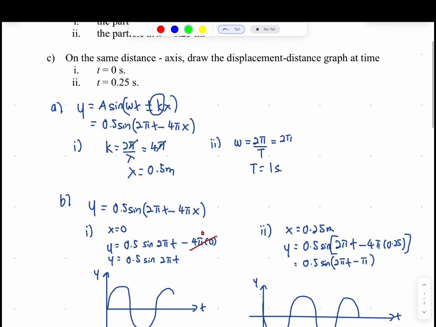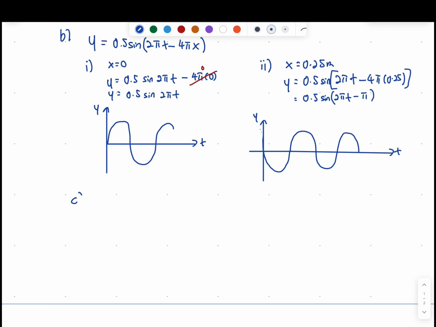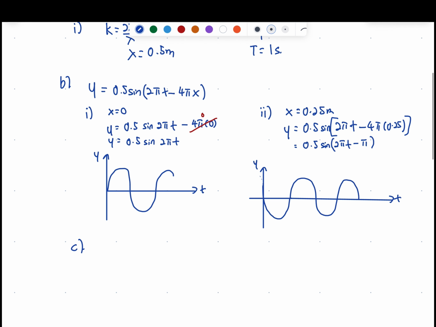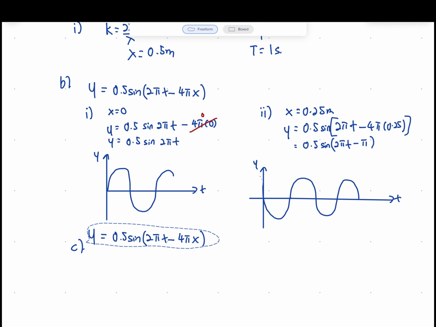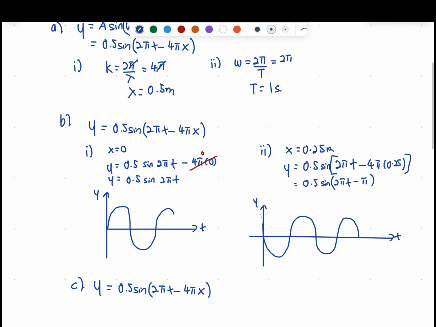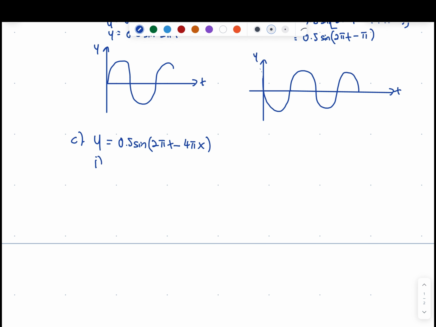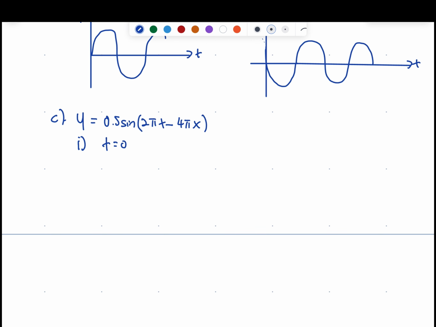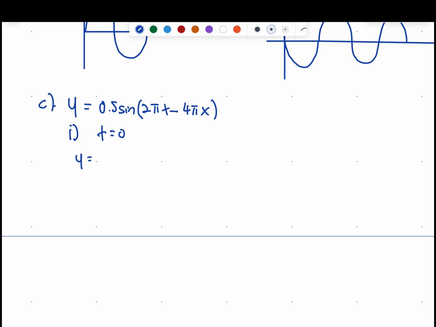Next question, this time they ask us to plot a sketch graph of y against x. Like I mentioned before, if you want to sketch graph y with x, that means t must have a value to substitute in. That's why they give you the value here. So I'm going to proceed with c. This time I'm going to copy back the main equation, but this time I'm going to substitute t equal to 0 into our equation. Our equation will become something like this.